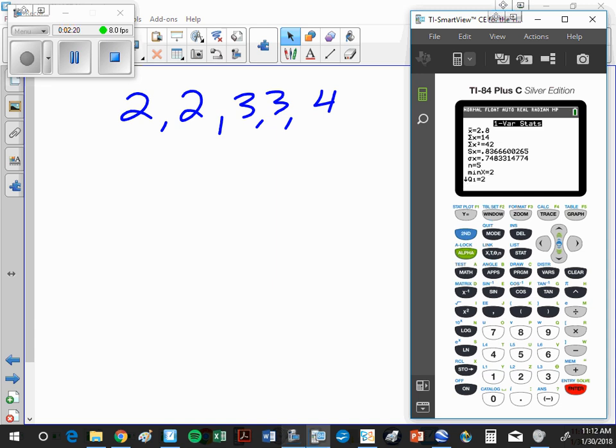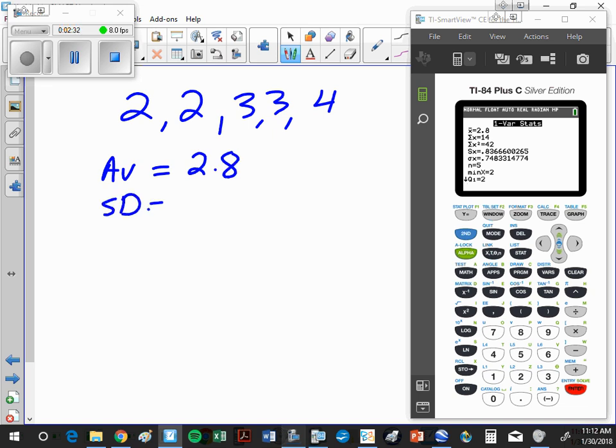Which number is the average? X bar. So the average of the box is 2.8, and the SD of the box is 0.748. What does 0.748 mean? The numbers in the box, on average, are 0.748 units away from 2.8. Okay?